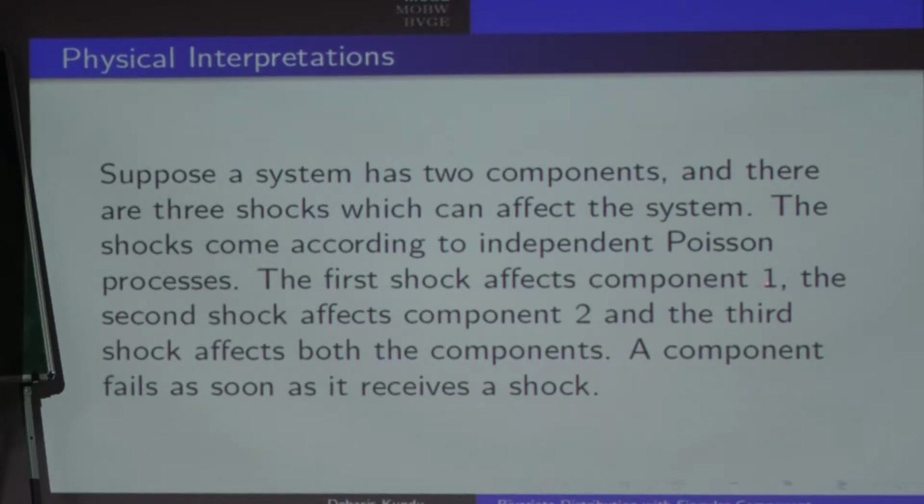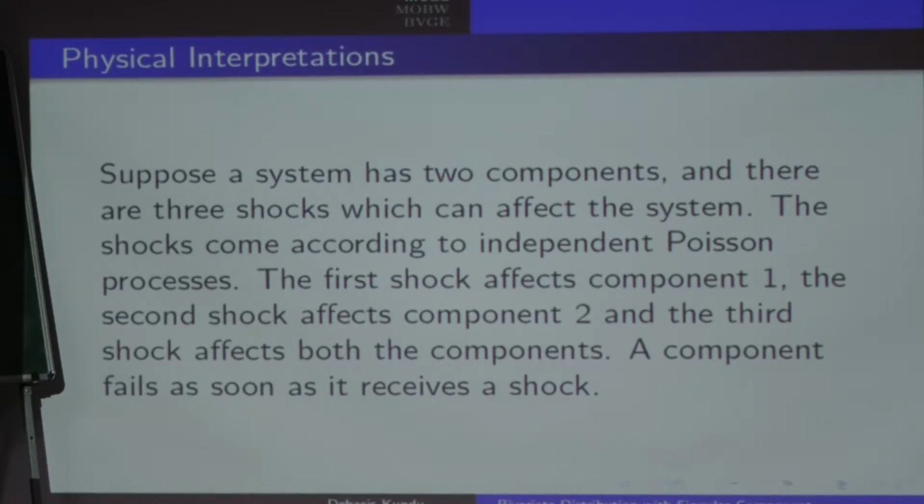The first shock affects component 1, the second shock affects component 2, and the third shock affects both of the components. So the first one affects the first one, the second one affects the second one, the third one affects both of them. Okay? So a component fails as soon as it receives a shock. So either it can be 1, 2, or 3, depending on which component it is.